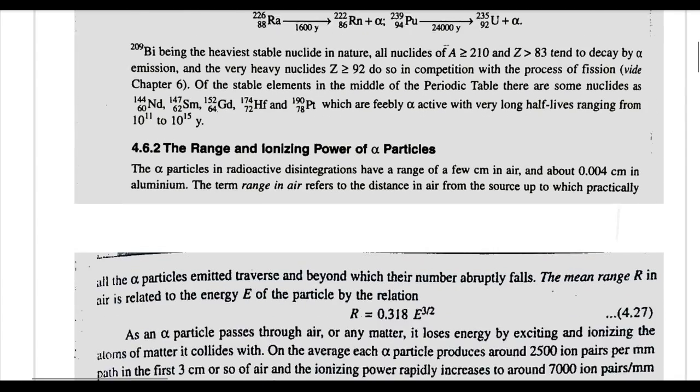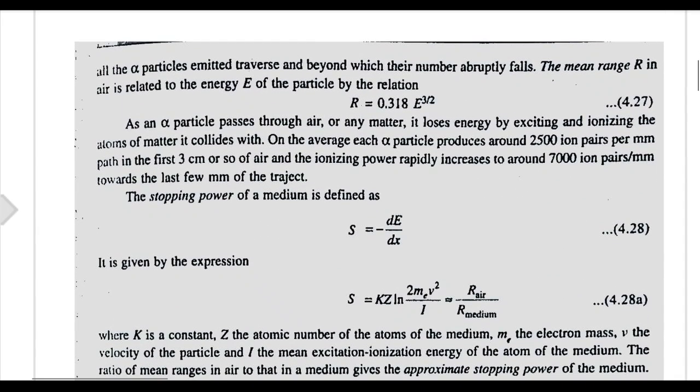The mean range R in air is related to the energy E of the particle by the relation R equal to 0.318 E to the power 3 by 2. As an alpha particle passes through air or any matter, it loses energy by exciting and ionizing the atoms of matter it collides with.